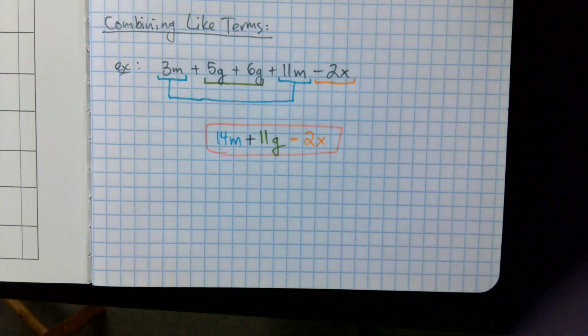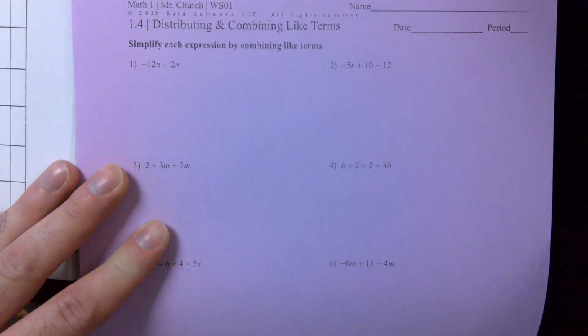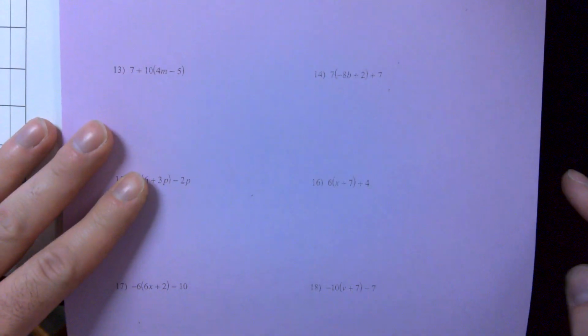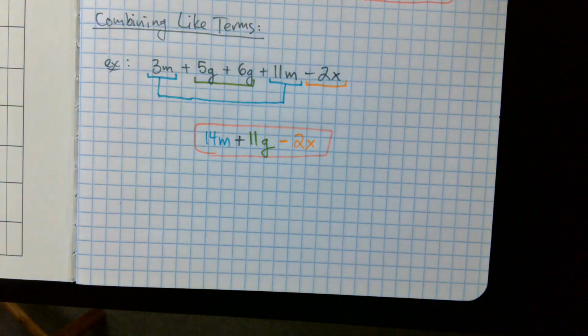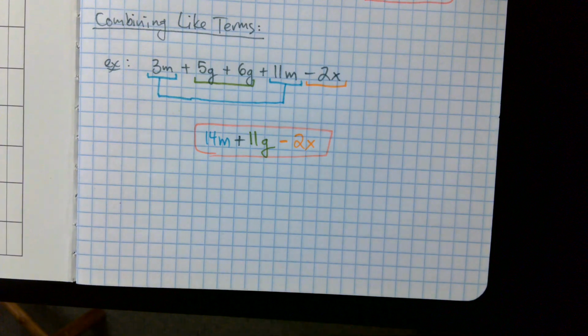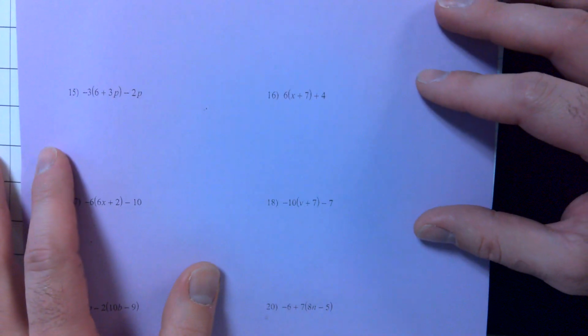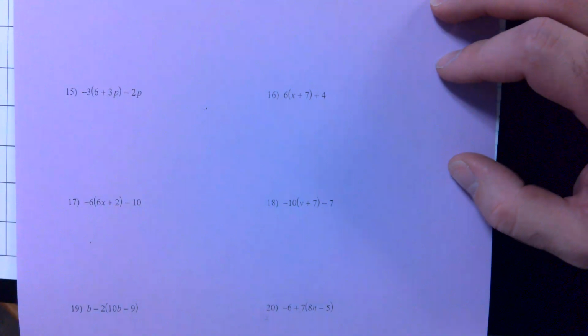So when you look at the worksheet, it's very, very nice and simple. On the front, we're just combining like terms as much as we can. On the back, we're distributing. This did not print very well, did it? No, you can see it. That's fine. Maybe it's just this one. Oh, no, it's all. On the back, you're distributing and then simplifying as much as you can, combining like terms. All right?